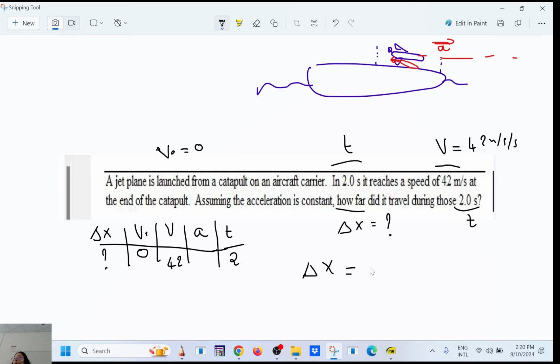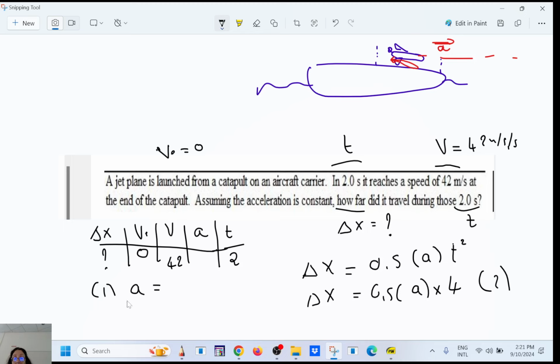Initial velocity is 0. Do you agree? So 0.5 A. No, we do not have A, right? So we need to figure out A and T squared. We have that, so that's going to be T squared. So we can use delta x equals 0.5 acceleration times 4. So we need to find A. We do not have A. So how can we find A?